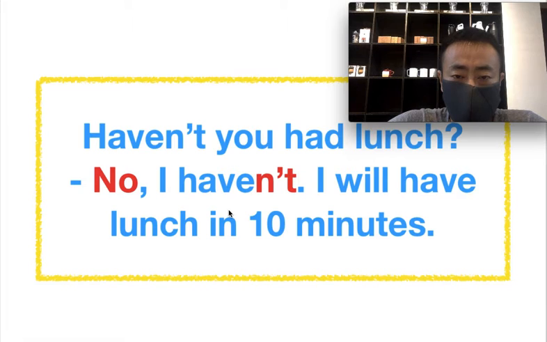No, I haven't. Notice the second half of the sentence is negative. I haven't, which is short for I haven't had lunch. When the second half of the sentence is negative, the first half of the sentence has to be negative too, because the first and the second half of the sentence have to be consistent with each other. Negative, negative.